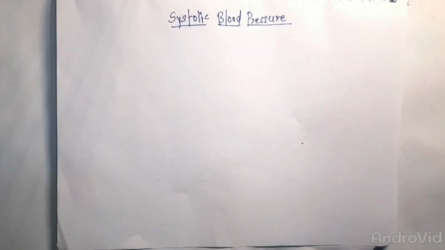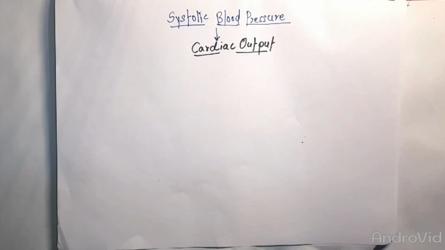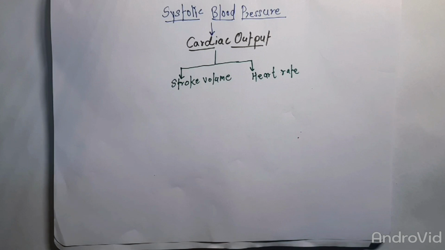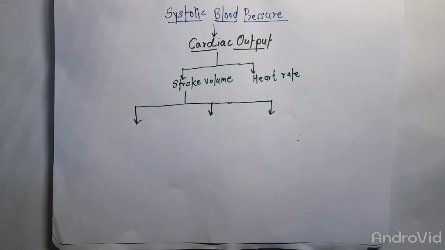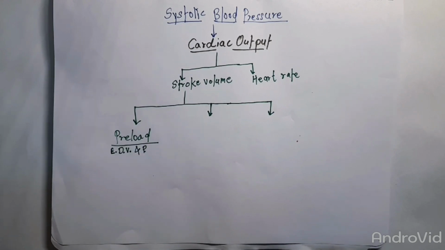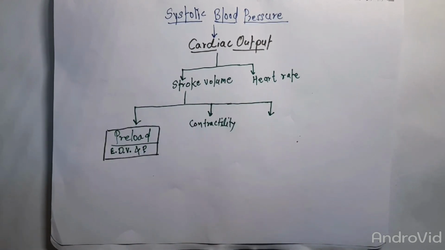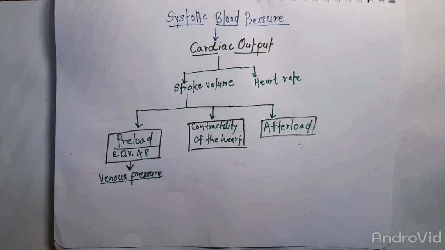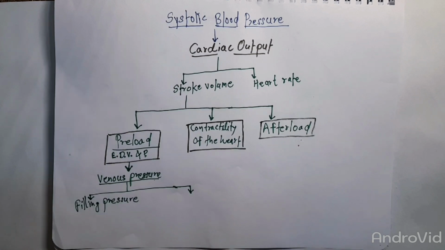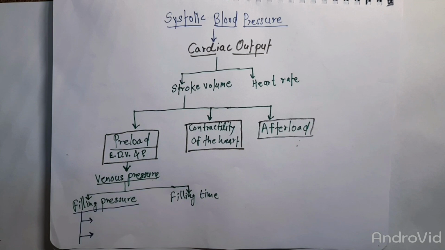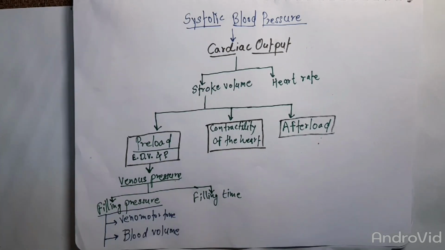So now let's talk about the systolic blood pressure, which mainly depends on the cardiac output, which depends on the stroke volume and the heart rate. The stroke volume further depends on the preload, that is the end diastolic volume, the contractility of the heart, and the afterload. This preload depends on the venous pressure, which further depends on the filling pressure and filling time of atria. This filling pressure is determined in two ways, the venomotor tone and the blood volume.